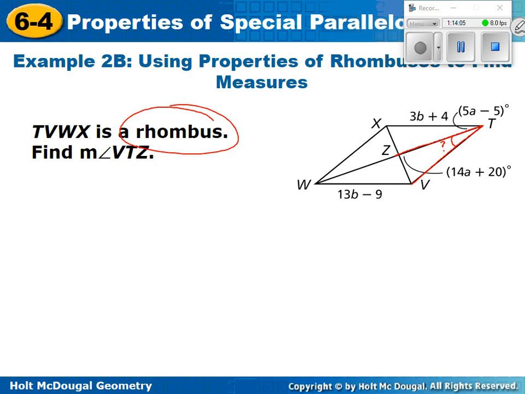Okay, so reset, it's also 5a minus 5. Remember that one of your properties for a rhombus is the diagonals bisect the opposite angles. So that means that if this angle is 5a minus 5, then this angle next to it is also 5a minus 5. Is everybody okay with that? Okay, the problem is we don't know what a is, so we can't find that angle.